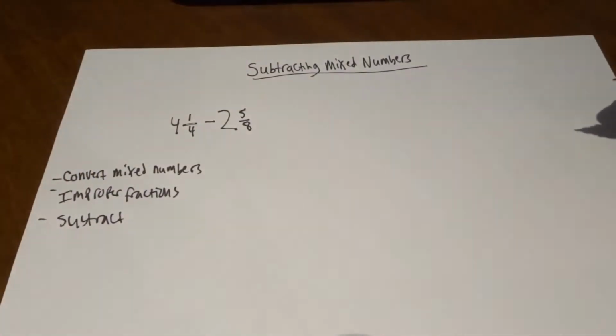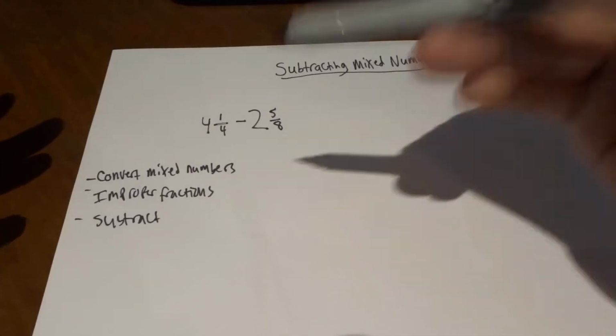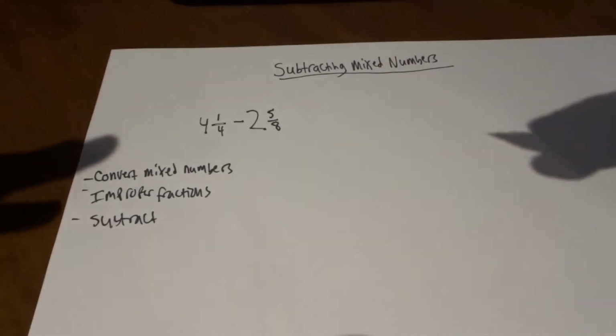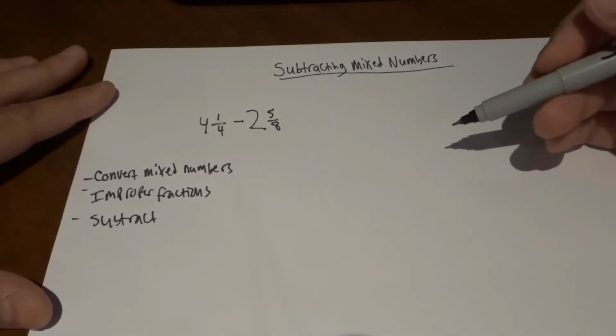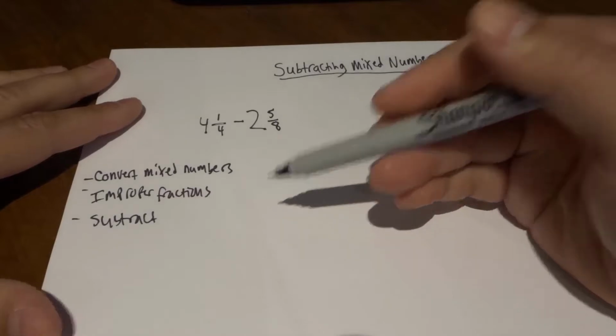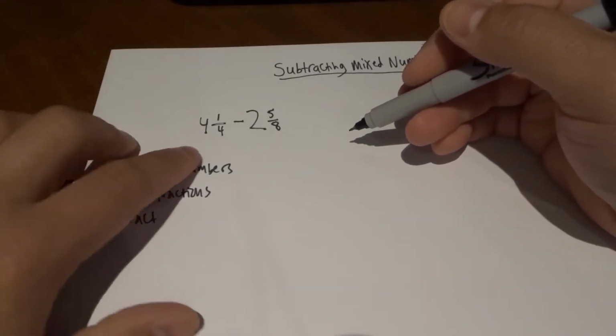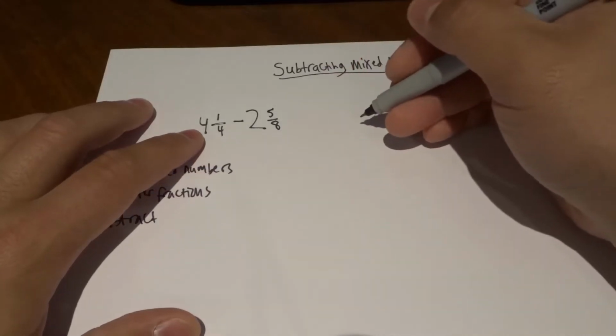So it's a very simple process, and it does add in an extra step or two, but it works really well, and it's really easy to remember how to do it. It's easy to master this math skill if you do it in this way. All right, so let's start off by converting these mixed numbers to improper fractions.